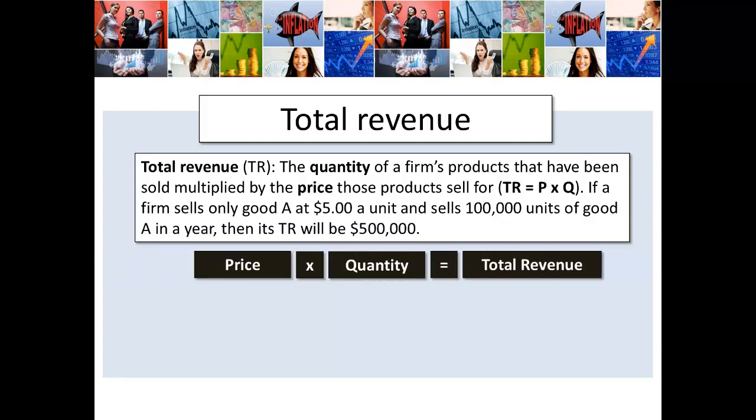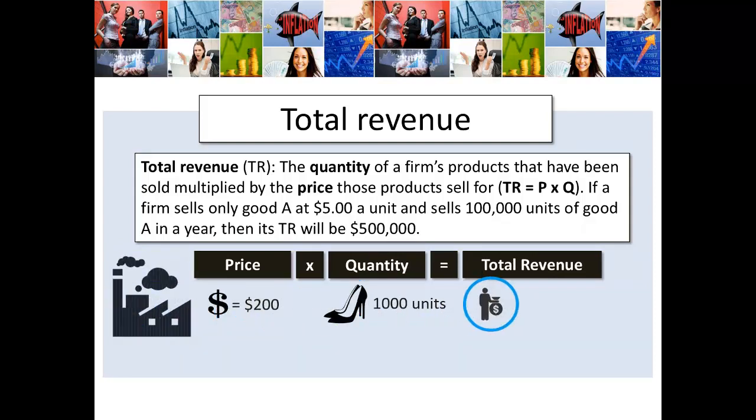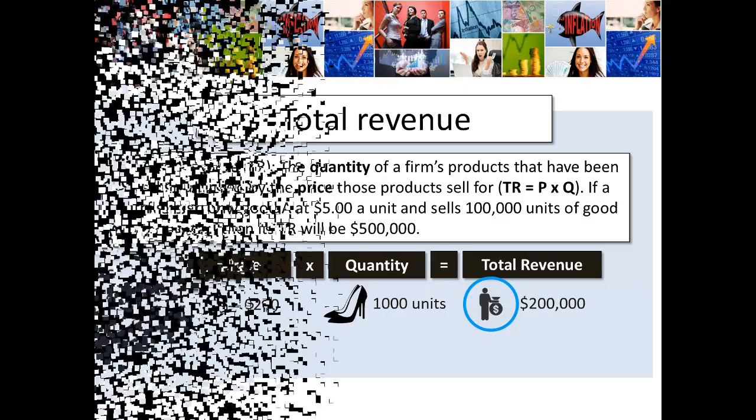Price times quantity equals total revenue. Price of the good. The quantity sold. Total revenue. 200 times 1,000, $200,000.